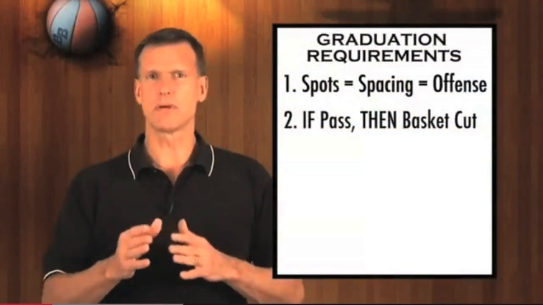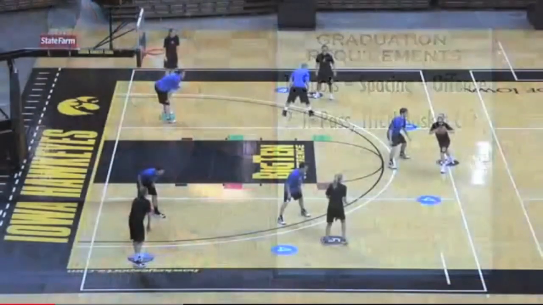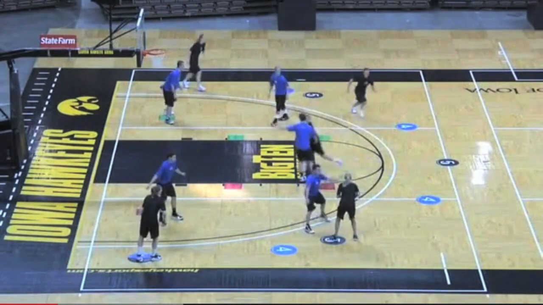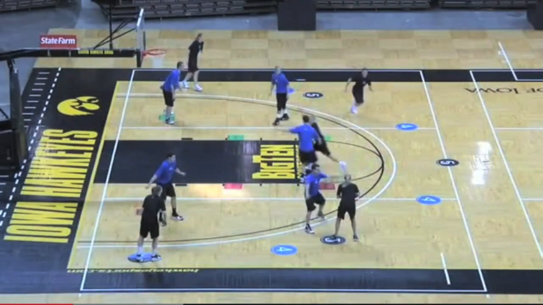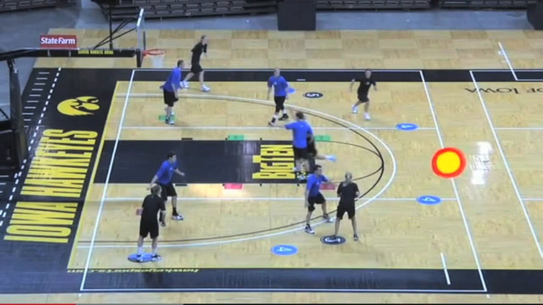Whenever a pass is made one spot away from the ball, the passer must make a basket cut. This is a rule that will never change. Empty spots are to be filled with the highest priority being those spots one pass away from the ball. First, the big picture and then the details.